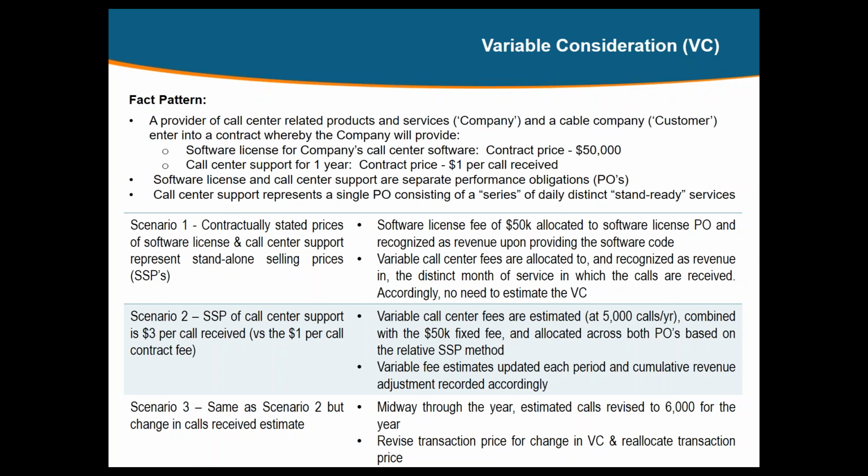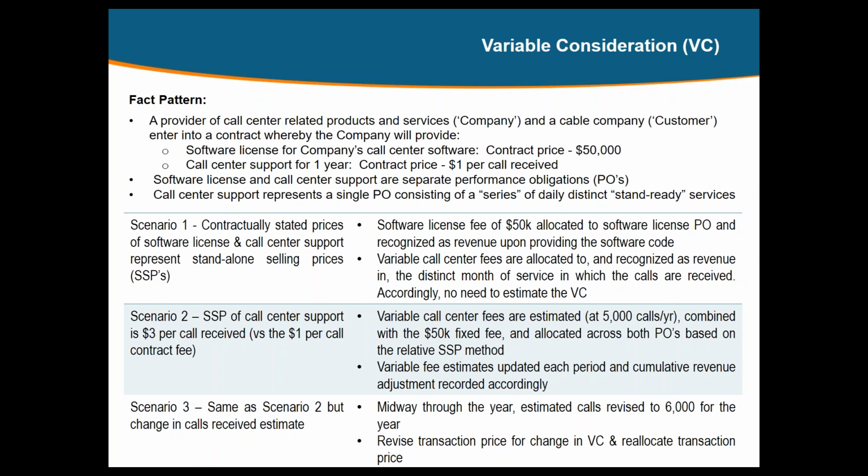So scenario 2, assume a standalone selling price of the call center support is $3 per call received, rather than the $1 per call received. That's the actual contract price. So because of this, if you just allocate the variable consideration to distinct services as we did in scenario 1, it's not meeting the allocation objective, because the allocation objective is that you would allocate an amount for which you would expect to be entitled for performing just that service, and you would expect to get $3 per call rather than $1 per call. So because of this, you default to the general variable consideration model, where you have to estimate the variable fees, combine it with your fixed fees, and then allocate the total transaction price across all performance obligations.